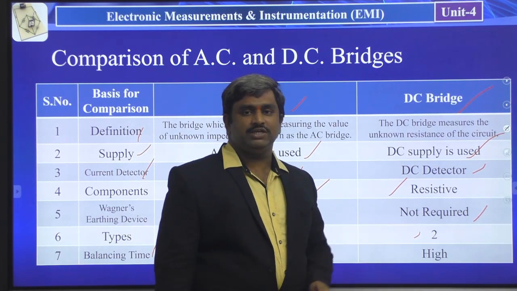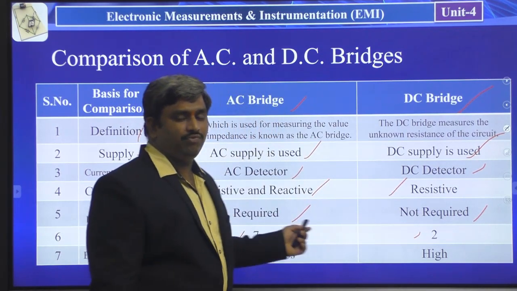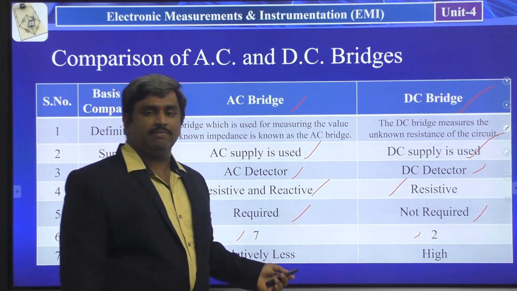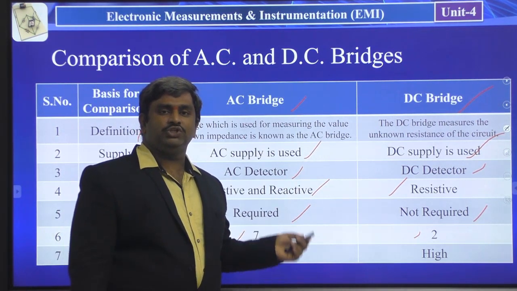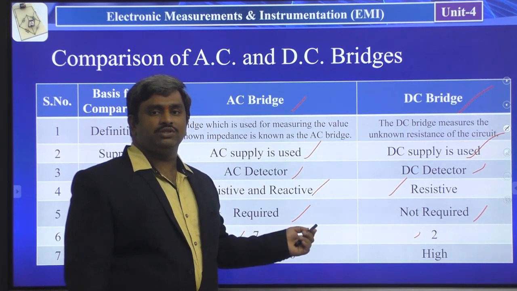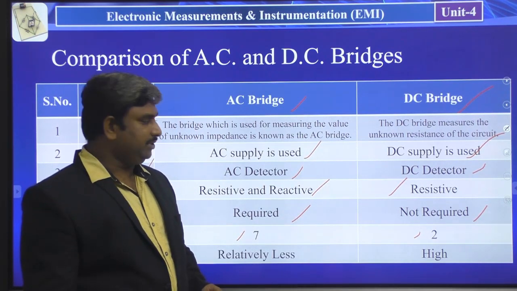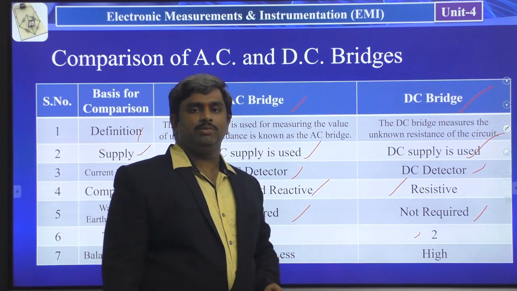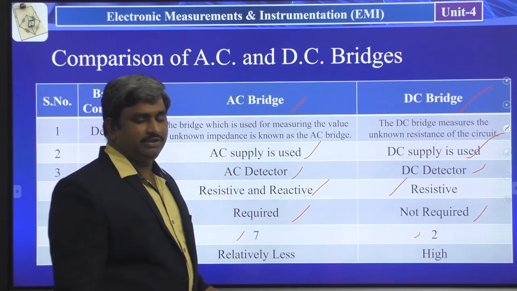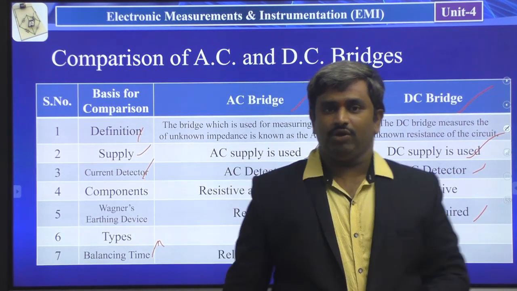We know the DC bridge examples, Wheatstone and Kelvin, and we have the AC bridge examples: capacitance comparison bridge, inductance comparison bridge, Maxwell's bridge, Anderson's bridge, Wien's bridge, Hay's bridge. So these are the different types of AC bridges we have. So this is about the comparison of AC and DC bridges.